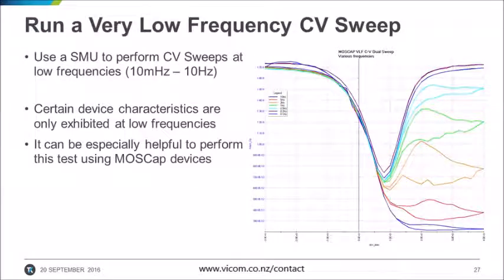Certain device characteristics only exhibit themselves at very low frequencies. To analyze these characteristics, we must run a very low frequency CV sweep or VLF-CV sweep. This test is generally performed on a test MOSCAP device elsewhere on the wafer and not directly on a MOSFET device. As the name implies, the VLF-CV sweeps over a capacitor at low frequencies.